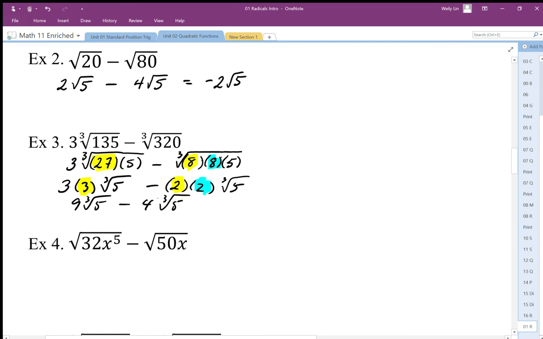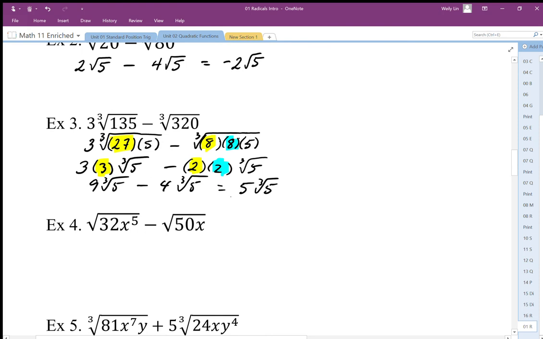And now I can do the counting part of it, or combining like radicals. So I have 6 cube root 5s, I'm going to take away 4 cube root 5s, sorry, from 9 cube root 5s. So I'm counting cube root 5s, and I'm going to have 5 of them. Okay, so 9 minus 4 gives me 5 cube root 5. So there's my simplified version where I've combined the like radicals.